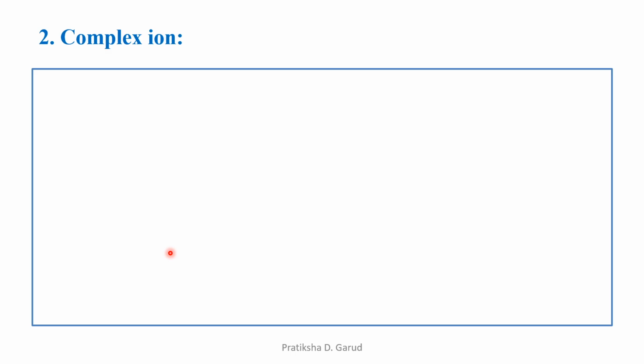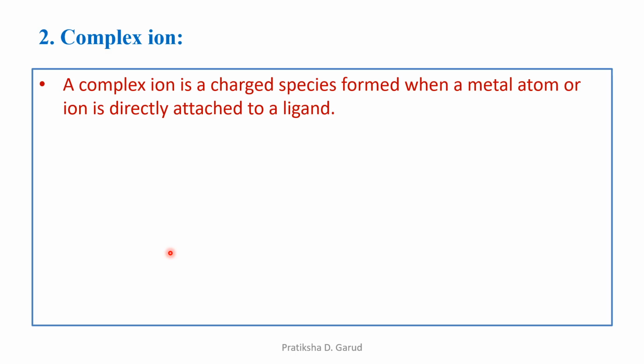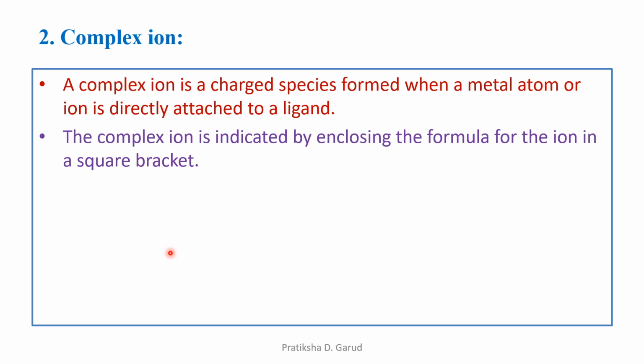So what is a complex ion? A complex ion is nothing but a charged species, which may carry either a plus or a minus charge. So a complex ion is a charged species formed when a metal atom or ion is directly attached to the surrounding coordinating groups, which are also known as ligands, right? So the complex ion is indicated by enclosing the particular formula of the ion in square brackets. Formula means the metal and the surrounding groups in a square bracket, and that indicates the complex ion.